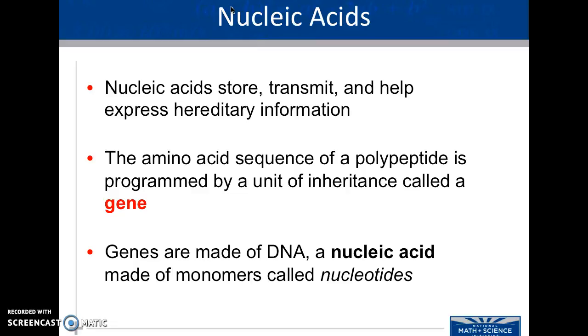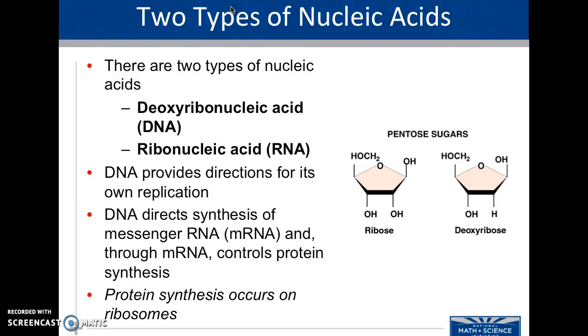The other group of macromolecules that we are addressing is nucleic acids, which store, transmit, and express hereditary information. The amino acid sequence of polypeptides is created by a sequence in our genes. Genes are made of DNA, a nucleic acid made of monomers called nucleotides. So our very smallest units for nucleic acids are nucleotides, and there are two types of nucleic acids that will form: deoxyribonucleic acid, or DNA, and ribonucleic acid, which is RNA.